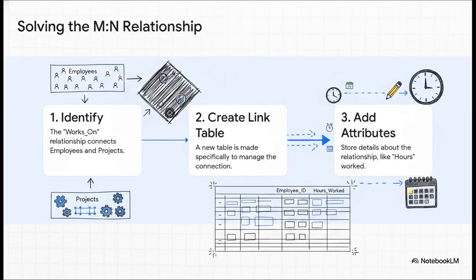The solution is actually really clever and elegant. What we do is create a new entity that sits right in the middle. We'll call it works on. This new table breaks that messy many-to-many relationship into two clean one-to-many relationships. And here's the best part. This new works on entity is the perfect place to store information about the relationship, like how many hours did this specific employee work on that specific project. It's the only way to do it right and avoid total chaos.